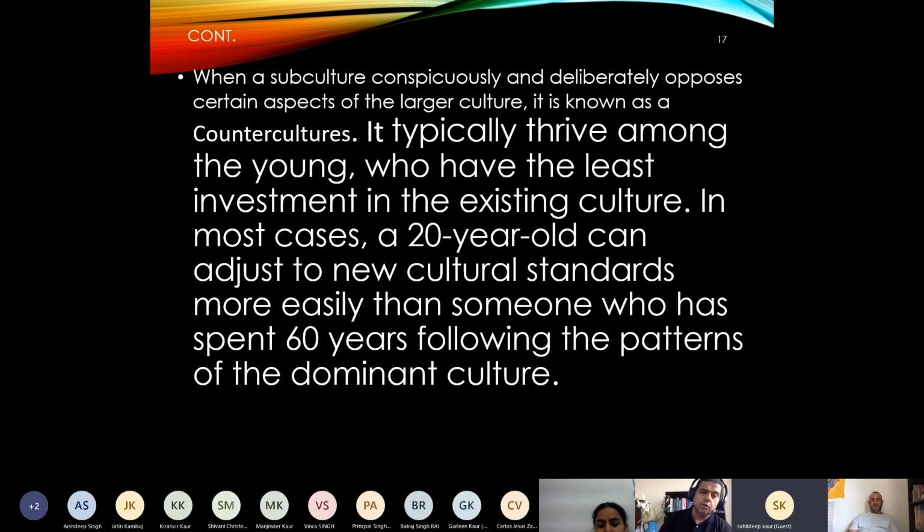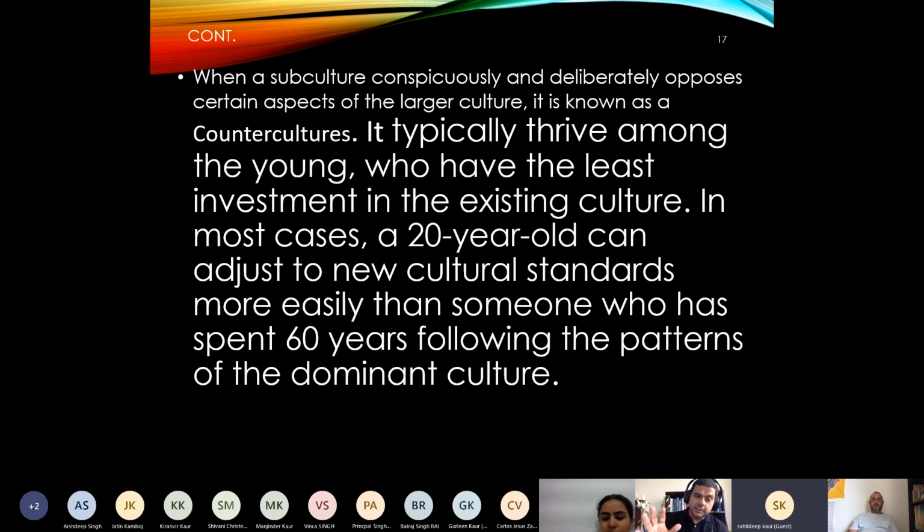I'm not talking about the slides that you have at home. I'm talking about slide number 17 in front of you now on the screen. Okay. When a subculture conspicuously and deliberately opposes certain aspects of the larger culture, it is known as a counterculture. It typically thrives among the young.